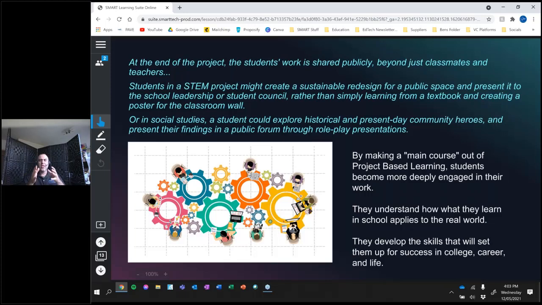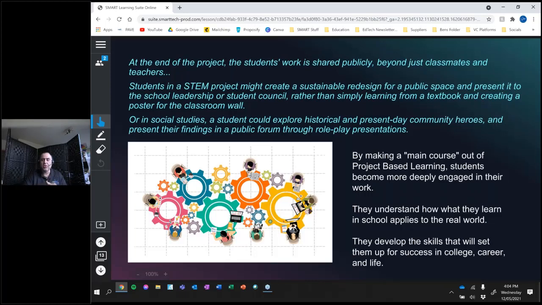Their work is then presented to a body that can enact their ideas, or hopefully will enact them and give them an opportunity to take it to the next level. Another example is a social studies student could explore historical and present day community heroes and present their findings in a public forum through role play presentations.